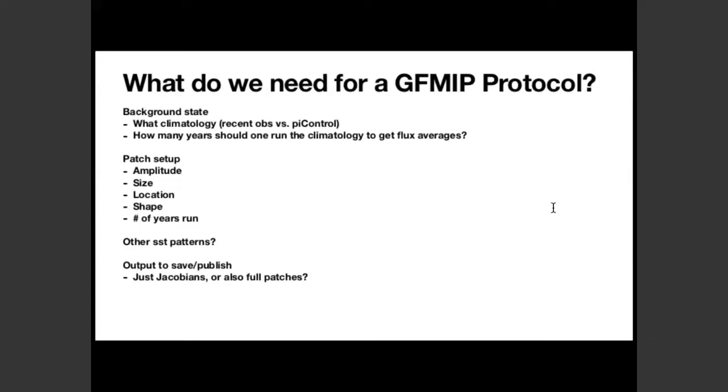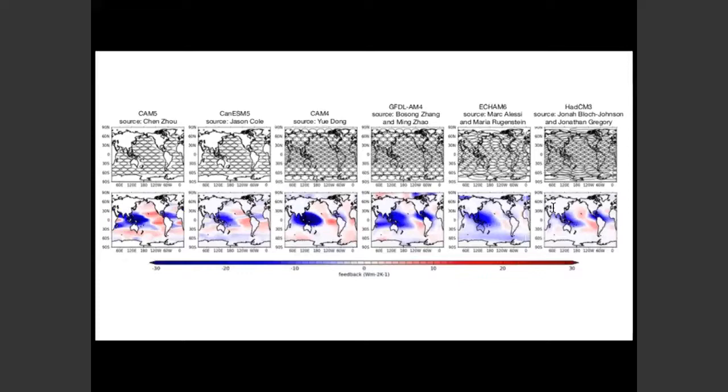So we had some things to start with, which is that six groups had already run some Green's function setups. And you saw this figure early in the week. It gives some sense of a reassuring consistency, and maybe what is going on physically in these tropical convecting regions with negative feedbacks. But then there was also a consistent thing that was somewhat concerning, or at least surprising.